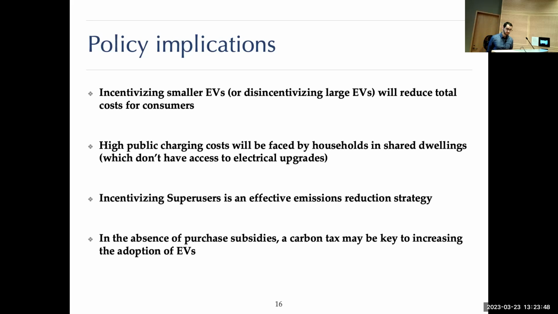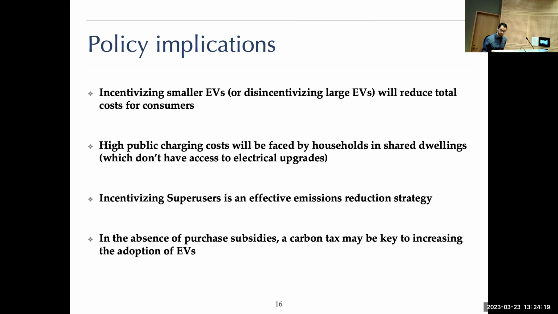Thirdly, incentivizing super users. I didn't touch on this, but it's a thread that runs through the whole thing. You saw that in some cases, the amount that needs to be driven daily is way out there. There's a class of users that are already doing that, and that's the super users. Things like Uber, taxis, logistics, and other businesses are already driving that much. So incentivizing electric vehicles into that niche is a really good way that policymakers could capture the emissions reduction potential of electric vehicles.